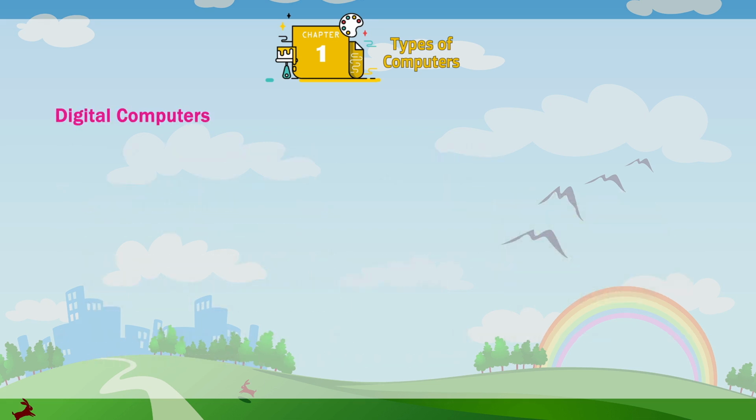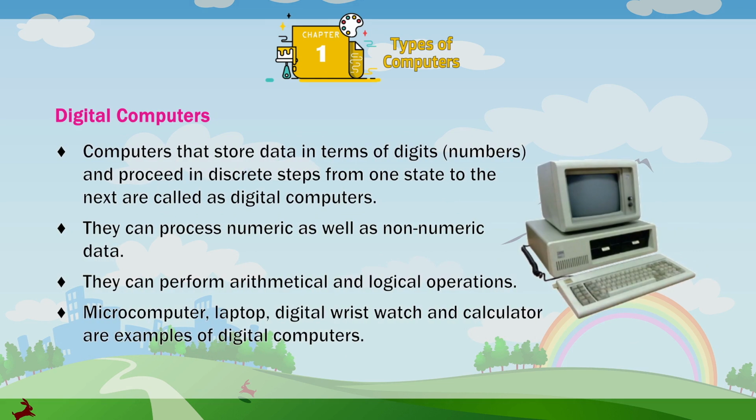Digital computers. Computers that store data in terms of digits, numbers, and proceed in discrete steps from one state to the next are called digital computers. They can process numeric as well as non-numeric data. They can perform arithmetical and logical operations. Microcomputer, laptop, digital wristwatch, and calculator are examples of digital computers.